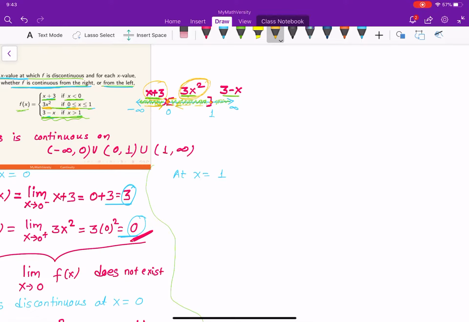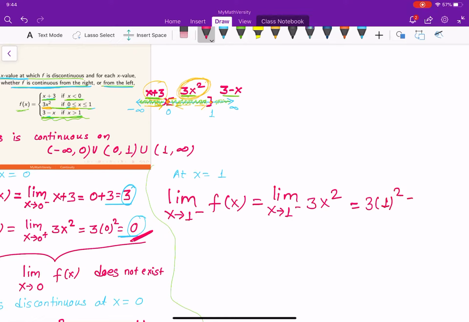So let's go closer and closer to 1 from the left side. You know that when I go closer and closer to 1 from the left side, the function behaves by this rule, 3x square, right? So the limit of the function when x gets closer and closer to 1 from the left side behaves like 3x square from the left side, but 3x square is a polynomial. By using the direct substitution property, we just get 3.